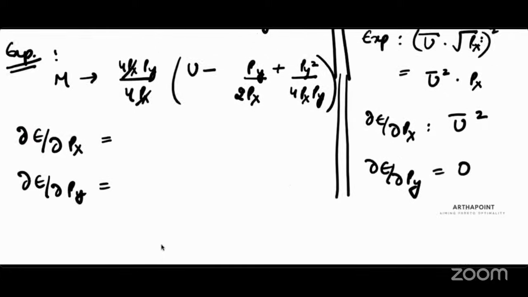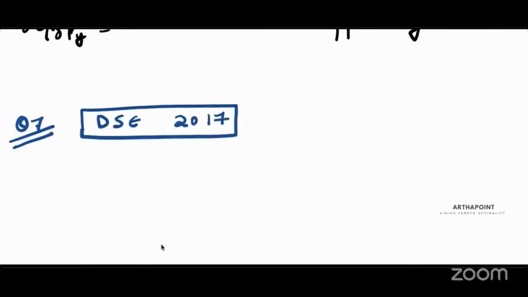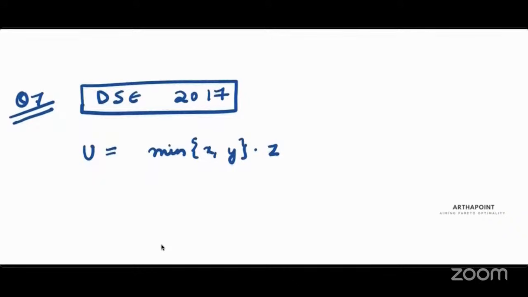Okay, before we end the class, I'll give you a question. First, you try and then I will tell you how to solve it. This came in Delhi School of Economics 2017 paper. And quite recent. And the question said the following. You were given a utility function which was min of xy into z. So see, they have tricked the question. They have gone ahead and introduced three goods, x, y, and z.